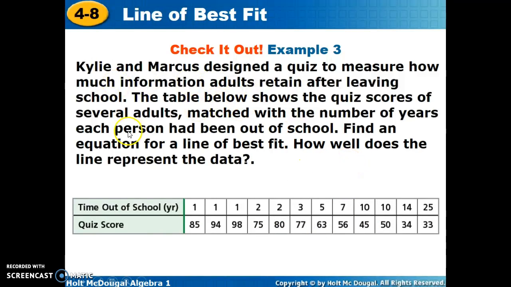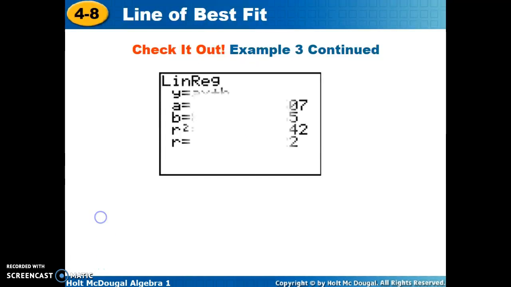Number 3, Kylie and Marcus, designing a quiz to measure how much information adults retain after leaving school. The table shows the quiz scores of several adults and matches the number of years each person has out of school. Find the equation for a line of best fit and tell us how well that represents the data. Go ahead and do all those steps again with this data, and we'll check your answer.